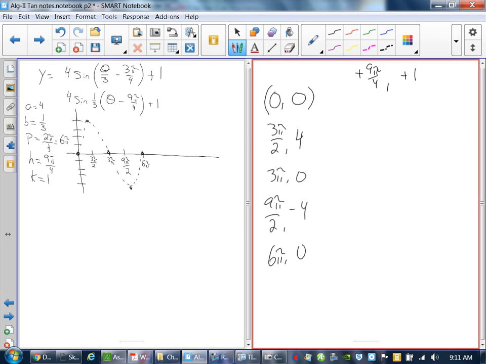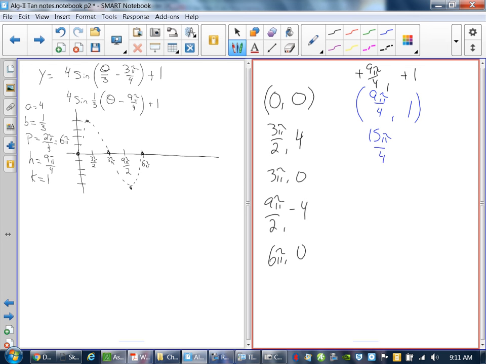So one of these columns is going to be really easy and one of these columns is going to be kind of a pain. The one that's going to be a pain is 0 plus 1, I'm just kidding, that's the easy one. So we have 9 pi over 4, 1. 3 pi over 2 is the same as 6 fourths. 6 plus 9, so you get 15 fourths.